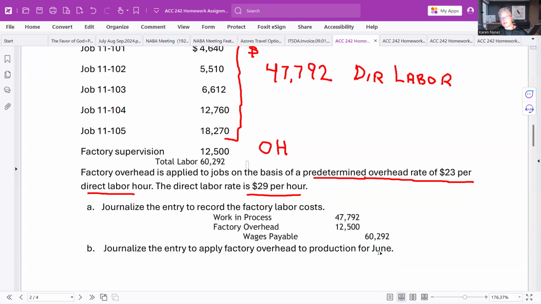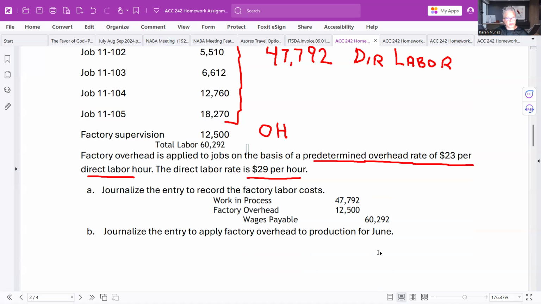And now we have to apply that factory overhead. We've got to allocate the overhead to the work in process account because we can't trace it. We can't trace overhead to work in process. It's indirect. So let's go to this work in process account and make sure we assign or allocate that overhead based on this rate. So the allocation of overhead should be based on the hours, right? The actual hours that we can trace to these jobs times that rate. How many hours can we trace?